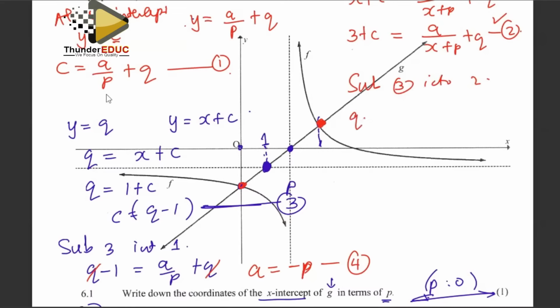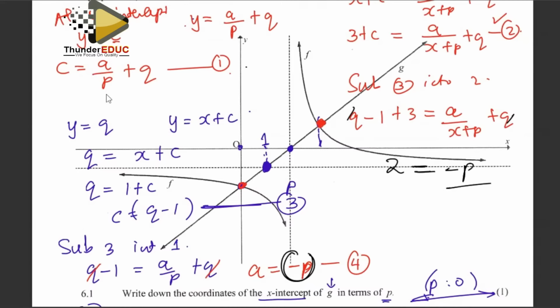So it's going to be q minus 1, but we are adding a 3 there, should be equivalent to a over x plus p plus q. Then this q again is going to cancel with the q, because both of them are positives, meaning that we are left with 2 is equivalent to, but we said our a is the same as negative p. So where there is a, let me put negative p. And then which x value are we looking at? Why didn't I change this, guys? Why didn't you tell me that the x was 3 here? Okay, so this is 3.